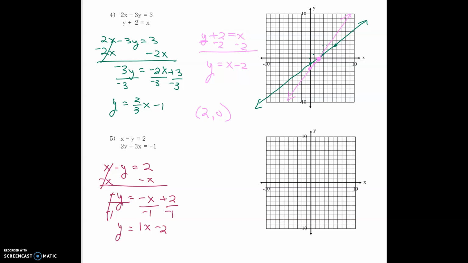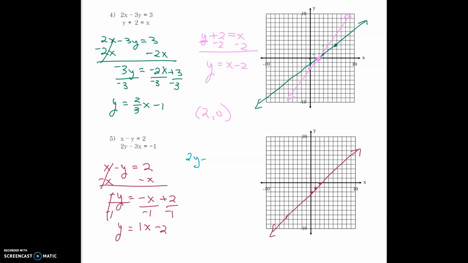Okay, so let's graph that. Go down to 2, up 1 over 1, up 1 over 1. Okay, so I'm going to graph that. I think I'm getting better at straight lines. You guys should be impressed. Okay, so let's do the next one.